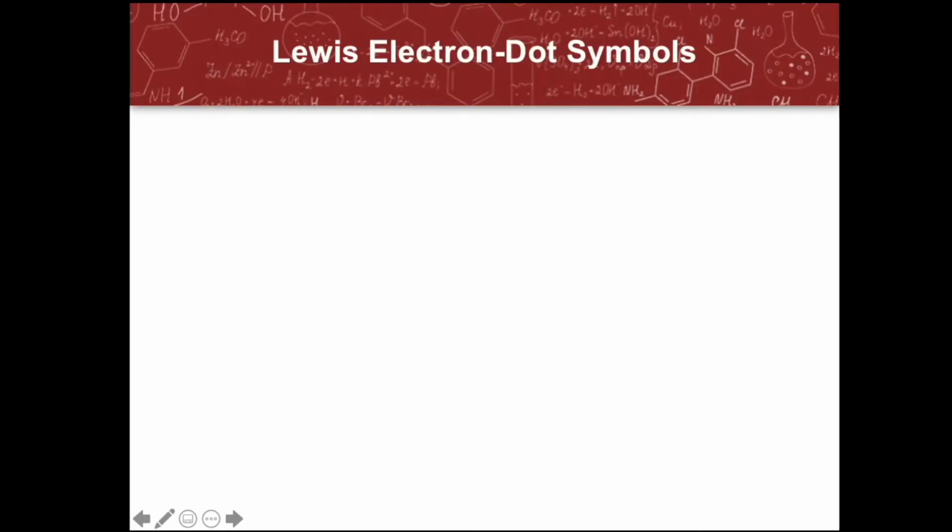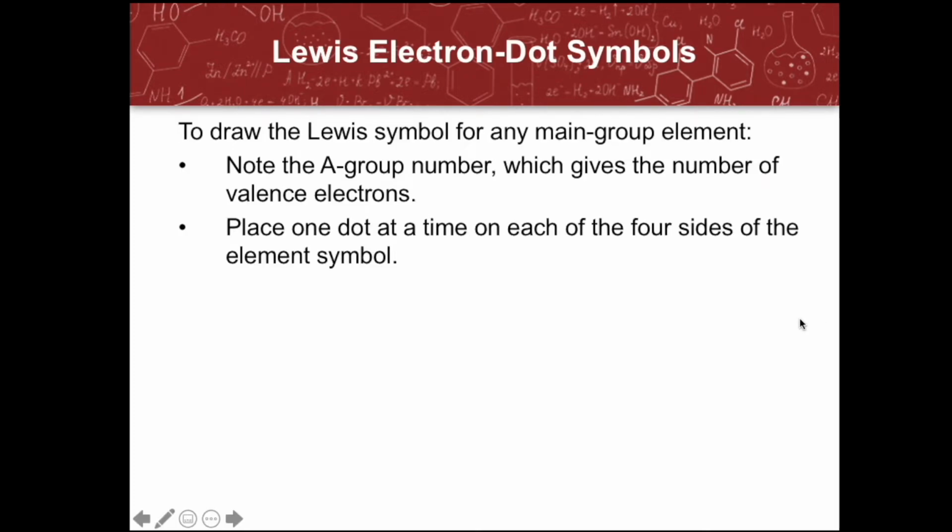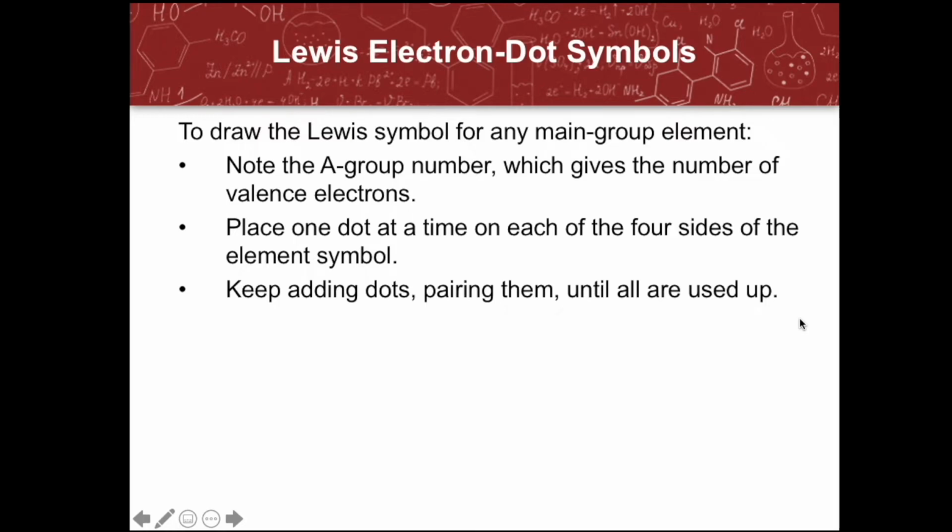And then since we talk about the valence electrons, we have here a method that is used to show the valence electrons of interacting atoms. We call this the Lewis electron dot structure. The dots around the element symbol will represent the valence electrons. To draw the Lewis symbol for any main group element, note the A group number, which gives the number of valence electrons, and place one dot at a time on each of the four sides of the element symbol. Keep adding the dots, pairing them until all of them are used up.